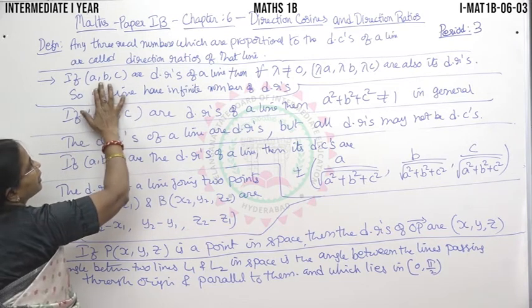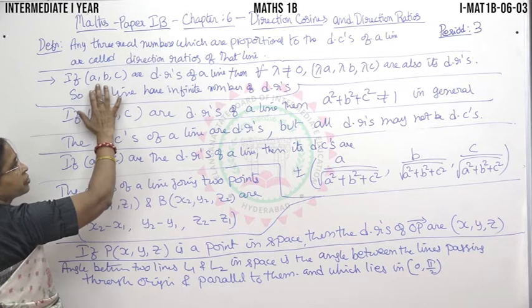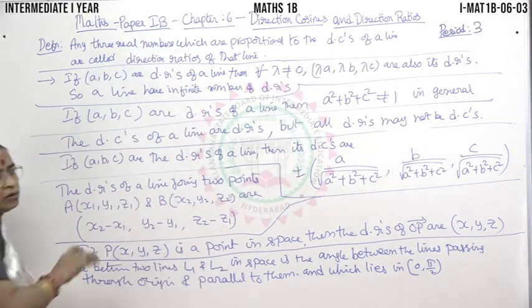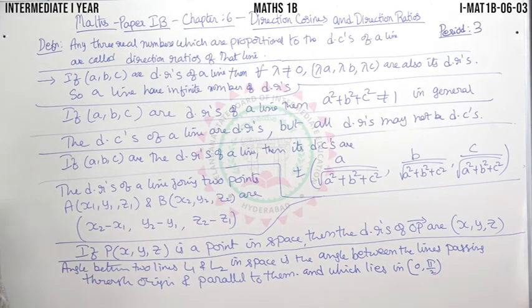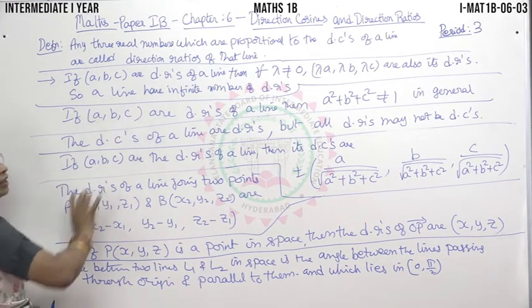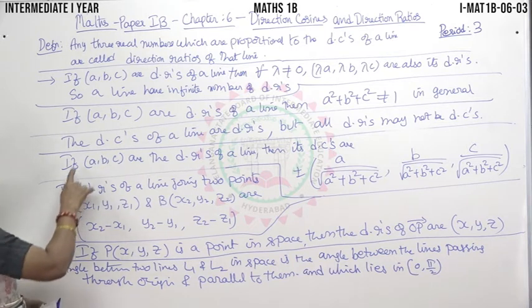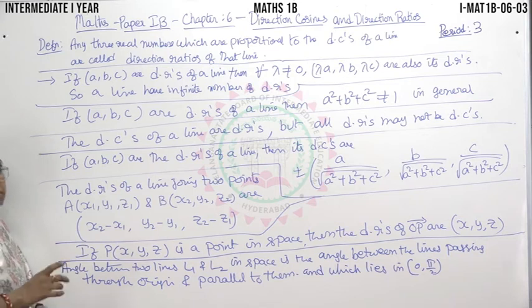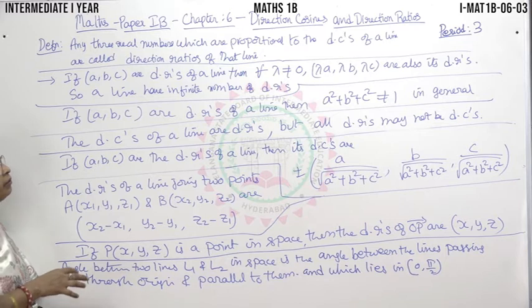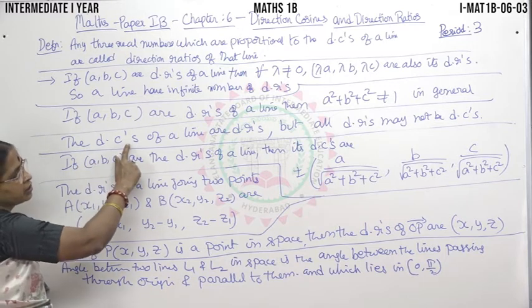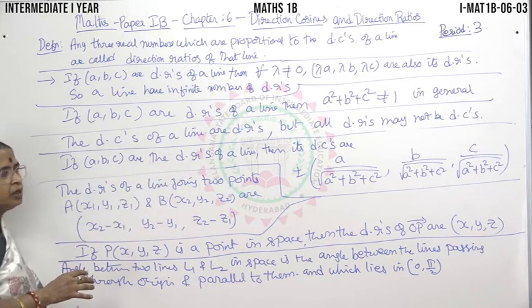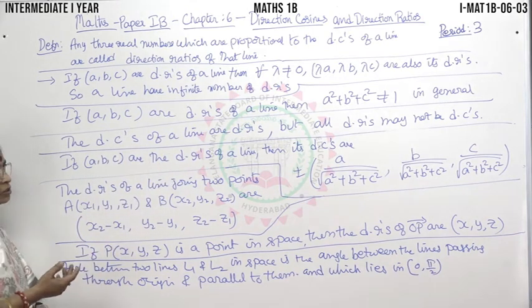So when you multiply these direction ratios with any number lambda, where lambda is not equal to 0, then all of them become the direction ratios of the same line. So a line has infinite number of direction ratios. Now if A, B, C are the direction ratios, then the condition A square plus B square plus C square need not be equal to 1 in general. Direction cosines can be considered as ratios, but ratios cannot always be cosines.